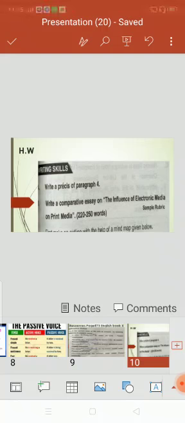The second question, which I had given you in the last video as well, was: write a comparative essay on the influence of electronic media on print media. Very few students had sent me this assignment. The assignment was excellent. They attempted a very good job, but those who are left have to do this work again so that we can start our next lesson, unit number 7. We are going to start it one day.